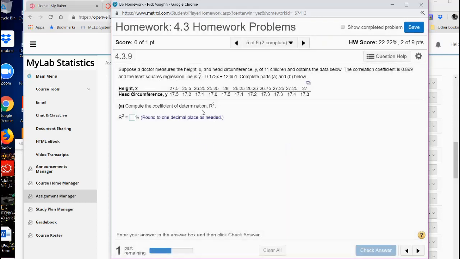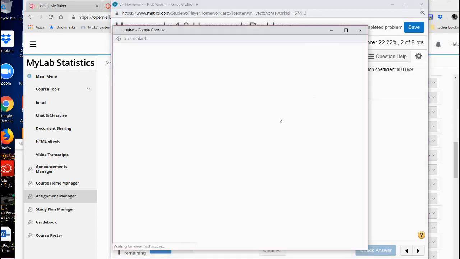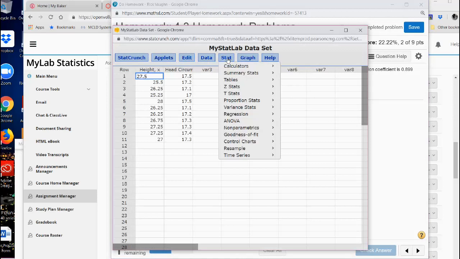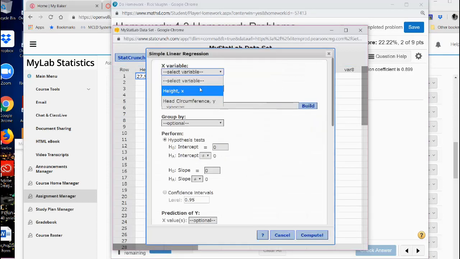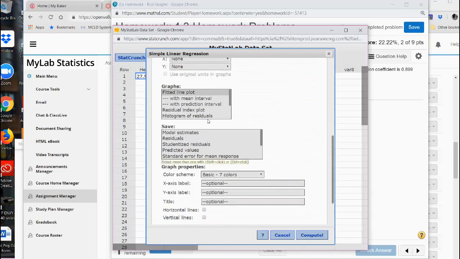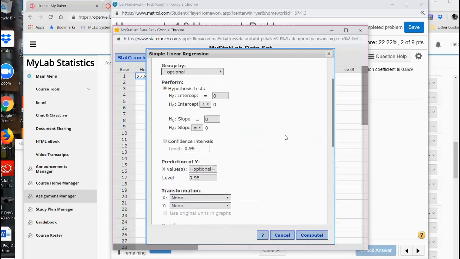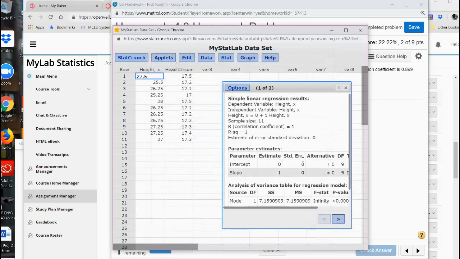All right, now we're actually going to compute this coefficient of determination. So if we open this in StatCrunch, then I'll press Stat, Regression, Simple Linear Regression. I'll put the x in and the y in, and we can look at the fitted line plot if we want. We'll hit Compute. So when you look at this, here's the model.